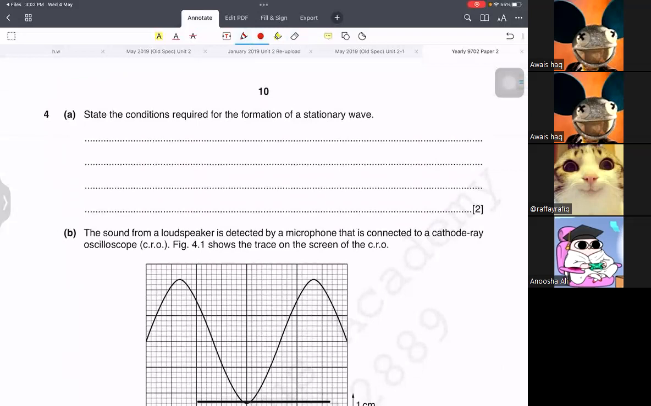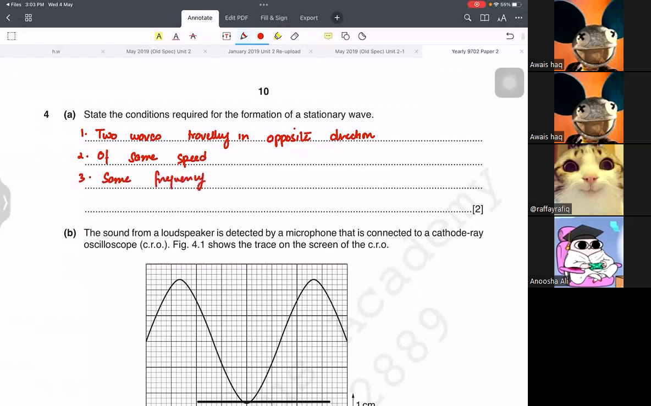Now, the conditions of stationary waves are basically what I've done in my notes. There should be two waves traveling in opposite directions. So I wrote four conditions. They've asked, so they've clamped two waves traveling in opposite directions. The second condition: same speed. Third condition: same frequency. Fourth condition: same wavelength.